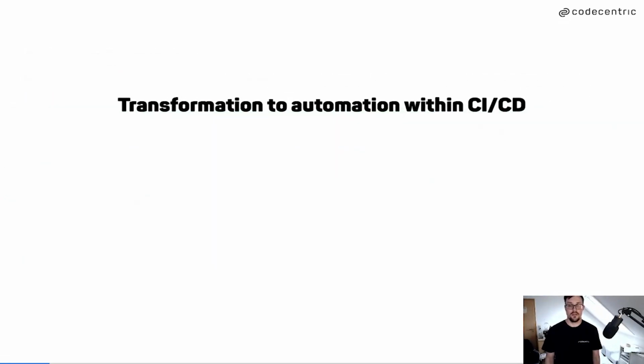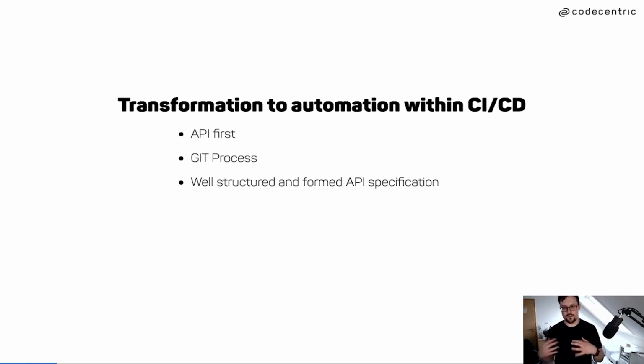So we focus more on the things we would like to do when we think about operations in consideration of APIs. When we think about CI/CD, we would like to go through a transformation to automation. For this, we have to look at API first, what it means, what the context for API first is, where we are heading. Then we have to think about a Git process. For this automation process within the CI/CD pipelines, we need well-structured and formed API definitions. And we have to think about automated linting.